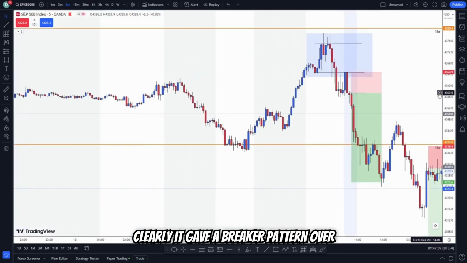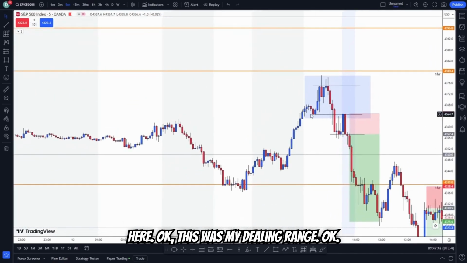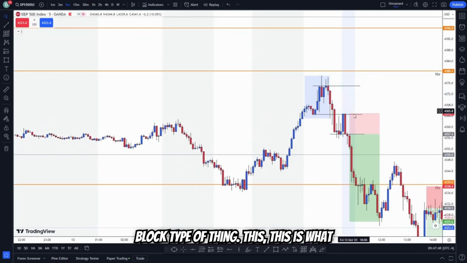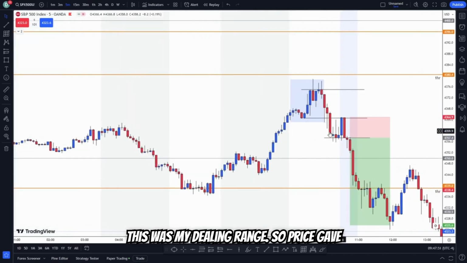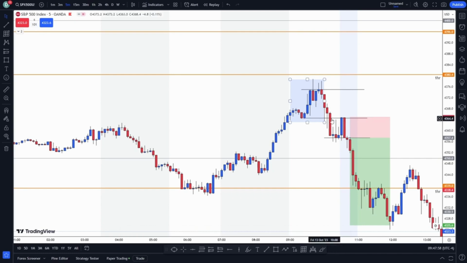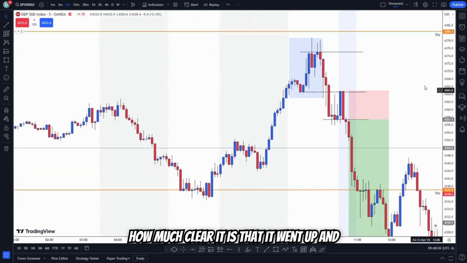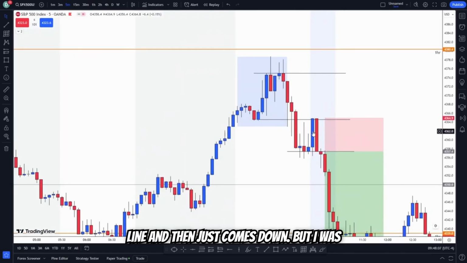Look how clearly it gave a breaker pattern over here. This was my dealing range, so don't think that this is an order block type of thing. Price gave a good market structure shift, and it went up and bumped into this breaker. And look how clear it is that it went up, closed a little bit of body above this line, and then just came down.